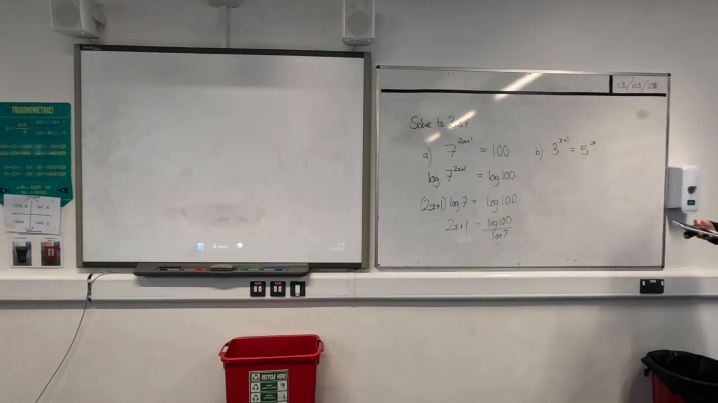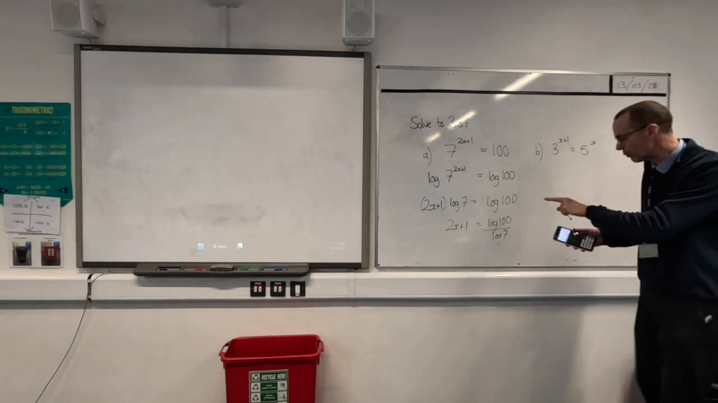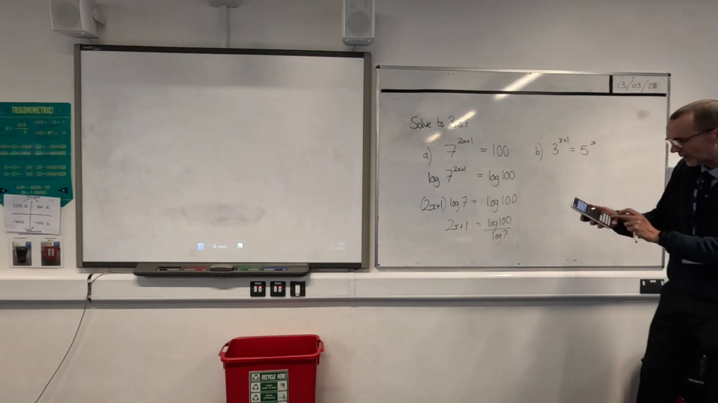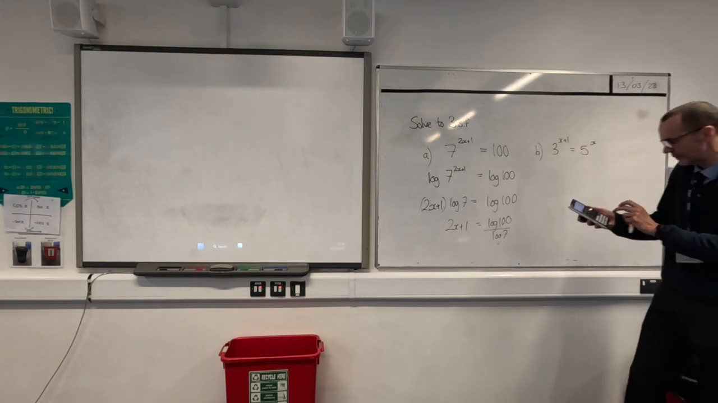So I'm just going to type that into my calculator using the LOG button on the calculator. Log of 100, which as I said, we already know is 2, over log 7. That gives me a horrible decimal number. That's what 2x plus 1 is. So I'm going to take away 1 and I'm going to divide it by 2.